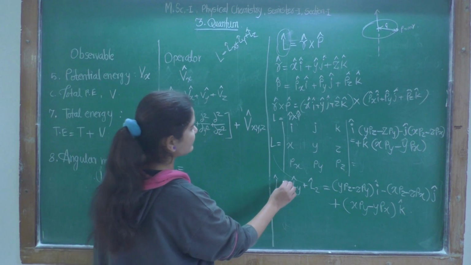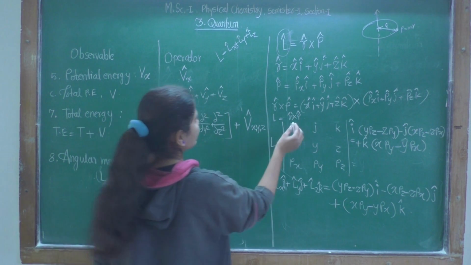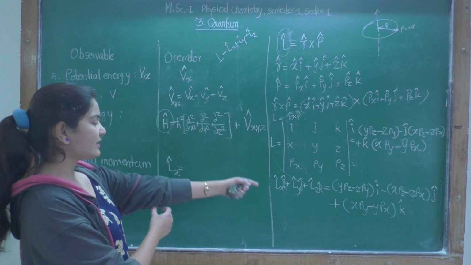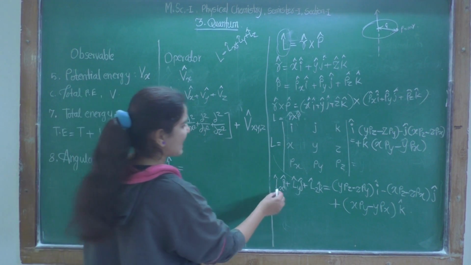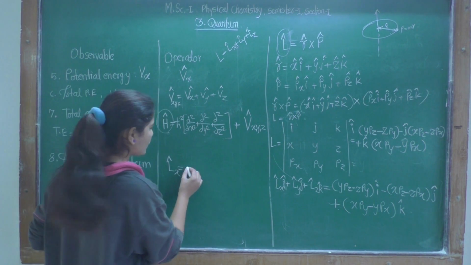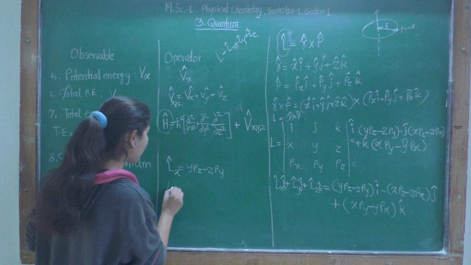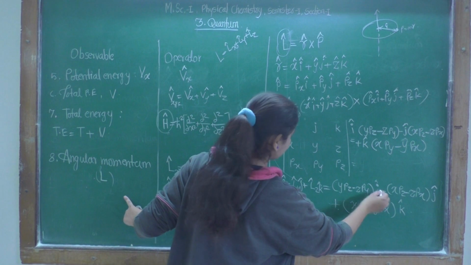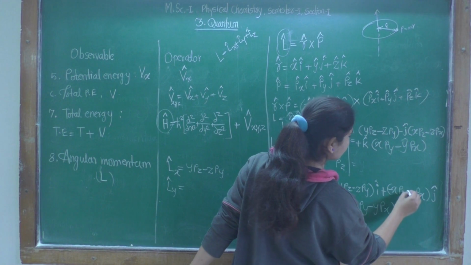So this can be written with i, j and k. For r cross p, it is in the form of ijk unit vectors. So angular momentum is also denoted in the form of unit vectors, and we will get this value. Therefore, what is Lx? Compare these equations. Now Lx is ypz minus zpy, right? Ly will be x. See, here is a minus sign, here is a plus sign, right?